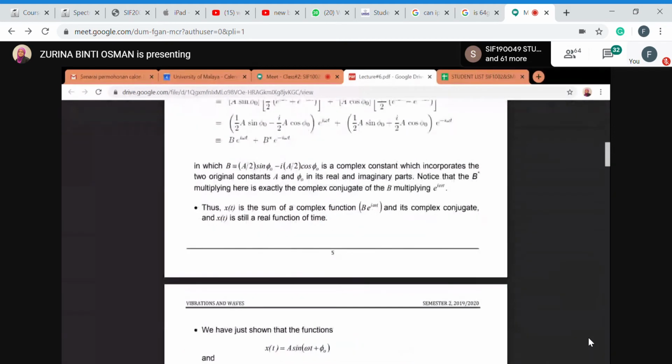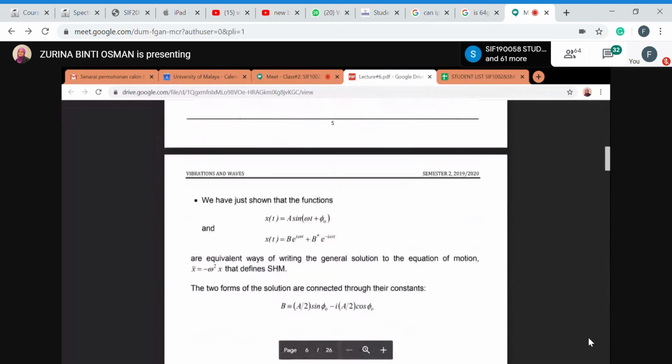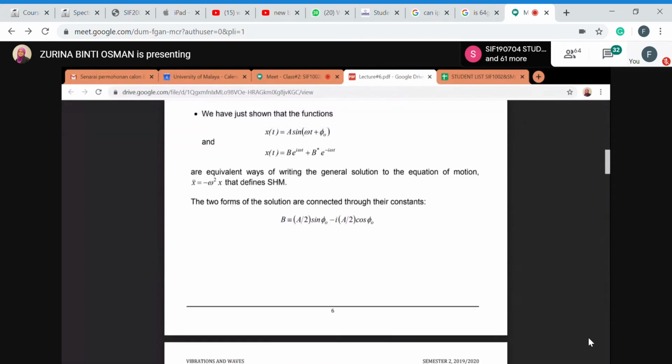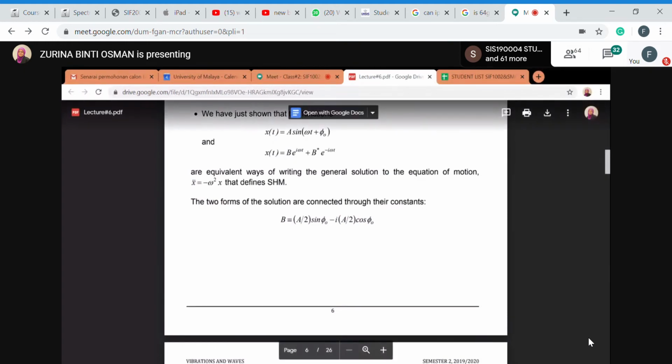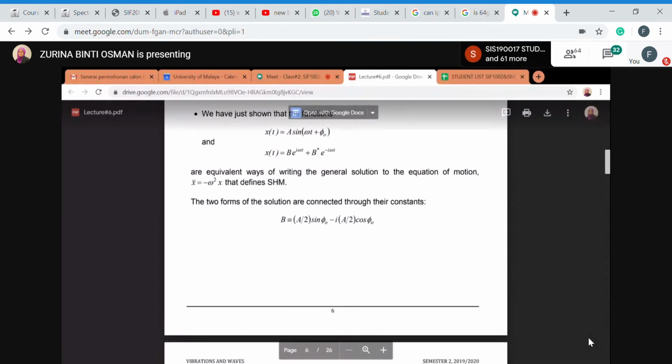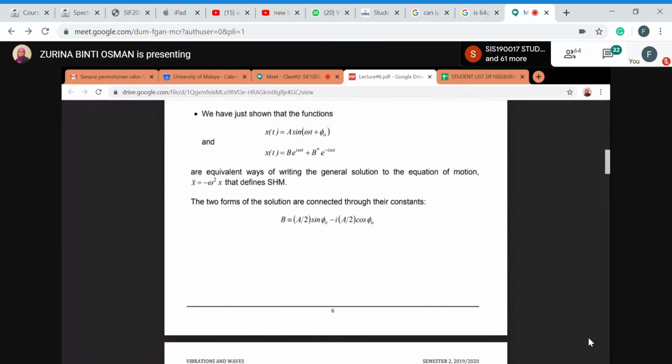So you can have that x(t) is the sum of the complex function B e^{iωt} and its complex conjugate, and x(t) is still a real function of time. Or we can put it as this. Just now we proved that this is equal to this. So this is an equivalent way of writing the general solution of motion, x double dot equal to minus ω squared x, which defines simple harmonic motion. The two forms of the solution are connected through their constants, as given by this for B.